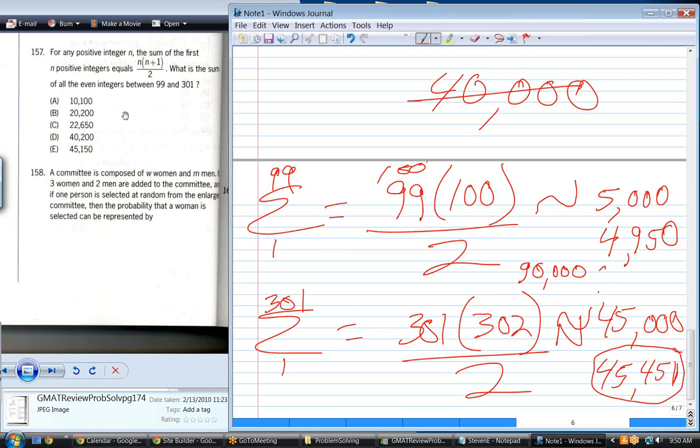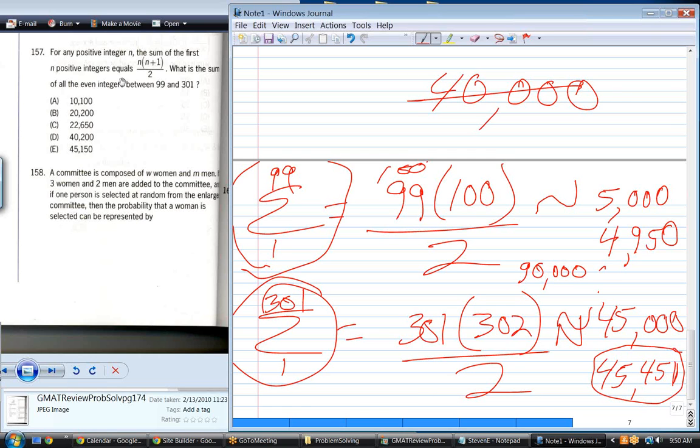I guess the key here was they didn't give us a formula to go from 99 to 301. They did give us a formula to go from 1 to 99 and from 1 to 301. So the first critical step was breaking the problem up into two things, knowing we're going to subtract these two numbers from one another to get the sum of the numbers from 99 to 301. It would have been a hard enough problem if they'd just said all the integers, let alone the even integers, which added an extra step of difficulty.